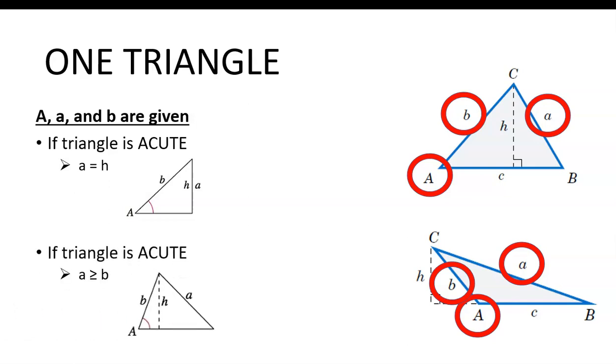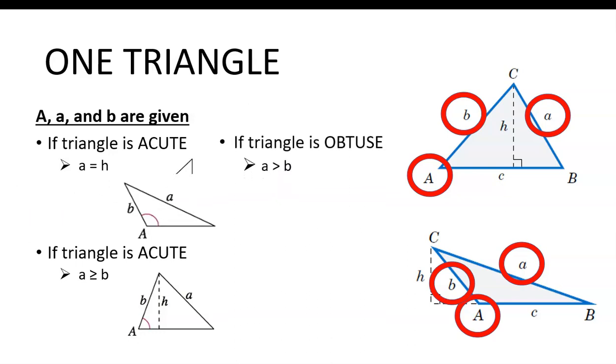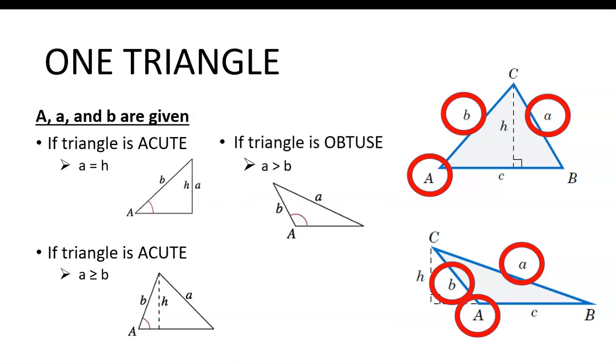If the triangle is acute and the measure of A is greater than B, you'll have a triangle that looks like this, and you will have one triangle. If this is the case, then you will just use the methods that we were taught before, and you'll solve it out. You'll have one triangle, one answer. Okay, let's say that the triangle is obtuse. If A is greater than B, which makes sense, you can look at the A, it is definitely longer than B, then you also will have one triangle.